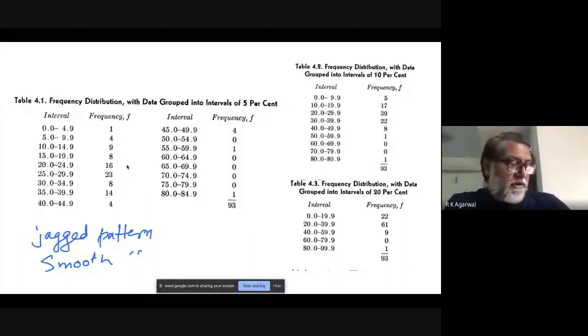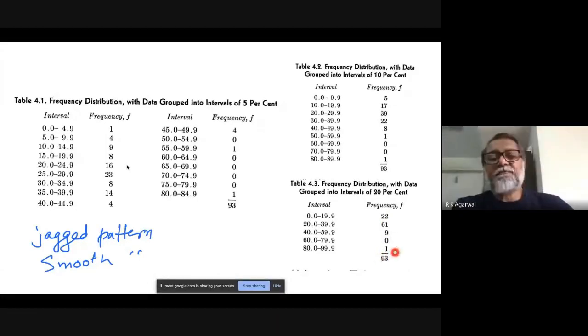Similarly, if you reduce the number of classes to just 5, what happens to the pattern? Pattern remains almost the same. First it goes up, and remember that it starts with a very high frequency, then goes up, and again the next number is a very high frequency, and then it falls very sharply, and then finally you have 1, and the total number of cases is 93.